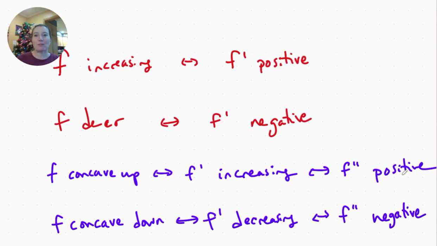f increasing means f prime positive, f concave up means f prime increasing, means f double prime positive. Those are all interchangeable, but they're not mix and match, like between lines.